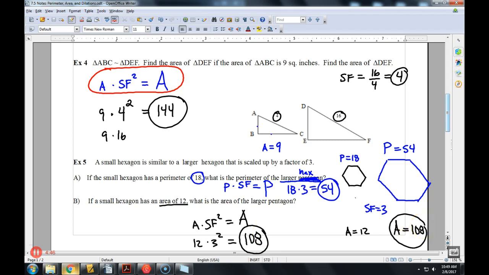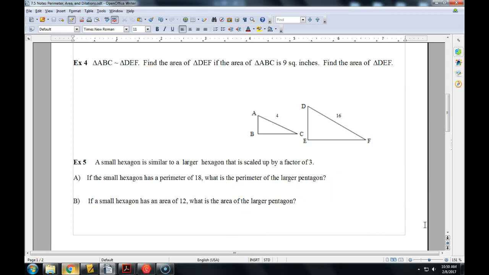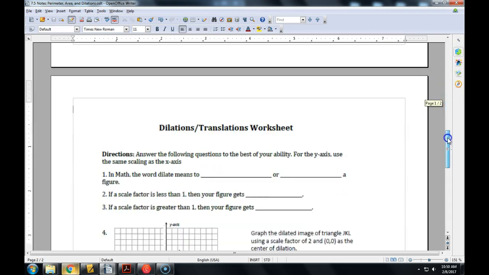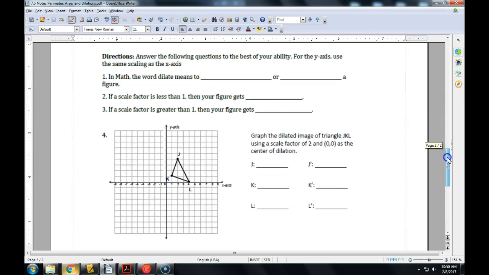So that is the big idea from this section, is that perimeter follows the scale factor. It magnifies the exact same amount. The area, you need to magnify it by the scale factor squared. That's key. That's a critical component. Alright, moving on into dilations. These aren't too bad. These are pretty straightforward.